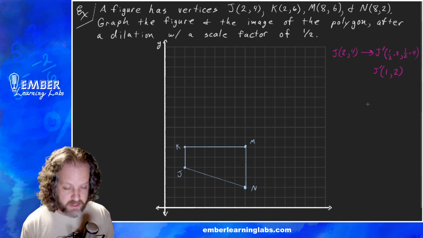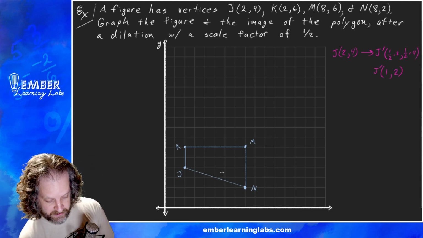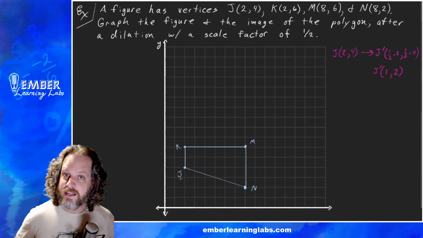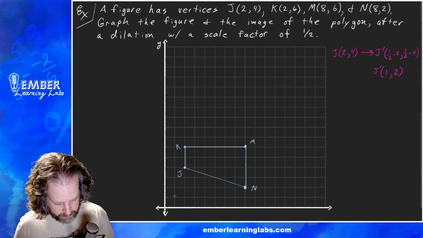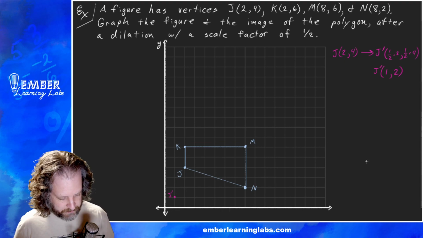As I do this, I'm going to go ahead and graph the dilated image, right? So I'm going to do J prime, which is over 1 up 2. So right here. And I'm going to label it as J prime. Okay. So that's J prime.